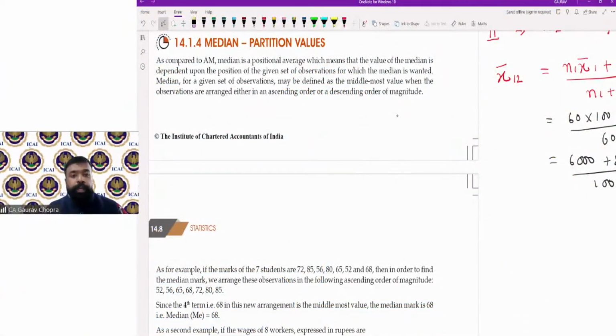Is the next topic. So, what is the meaning of the term median and partition values? So, median is basically based on position. ये position पे depend करता है. जैसे there are, let's say, three persons sitting. Now, who is the middlemost person? This one. This is the middlemost person. Let's say A, B, and C. So B is the median. B is the middlemost observation. So B is the median.